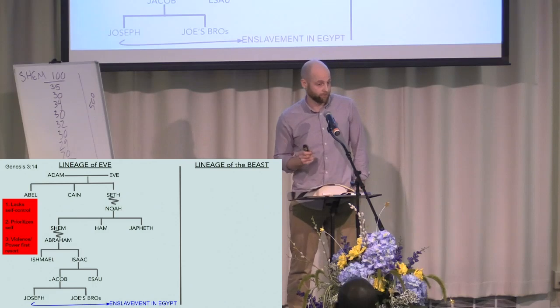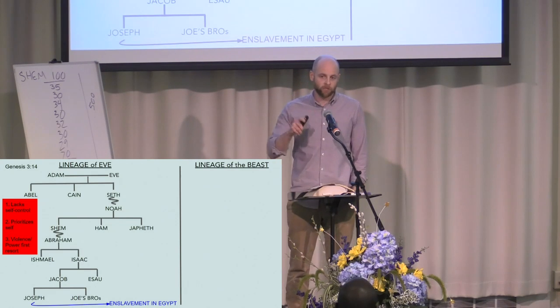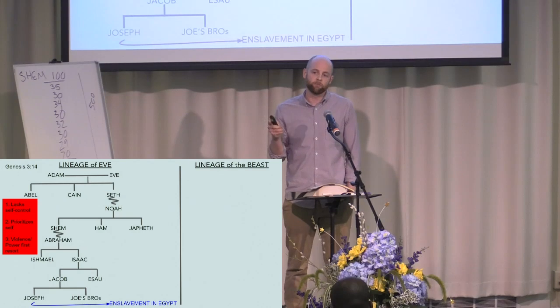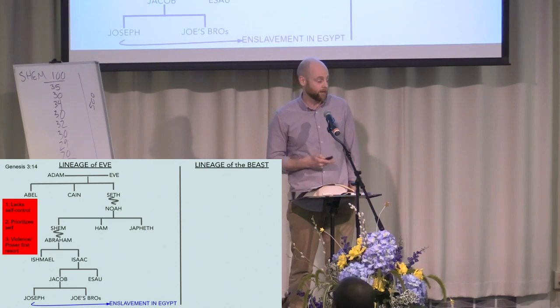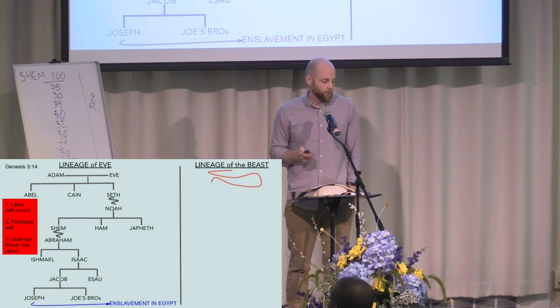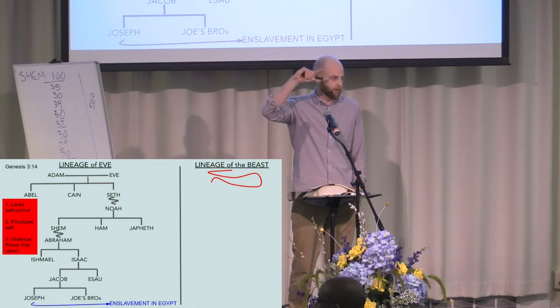So if you have a different color pen, or if you want to switch colors with the person next to you, you can do that, because what we're going to do is show how the lineage of the beast interferes with the lineage of Eve throughout the book of Genesis. And so what I want you to do is start with a squiggly line, because we're talking about serpents here, so we're going to squiggle.